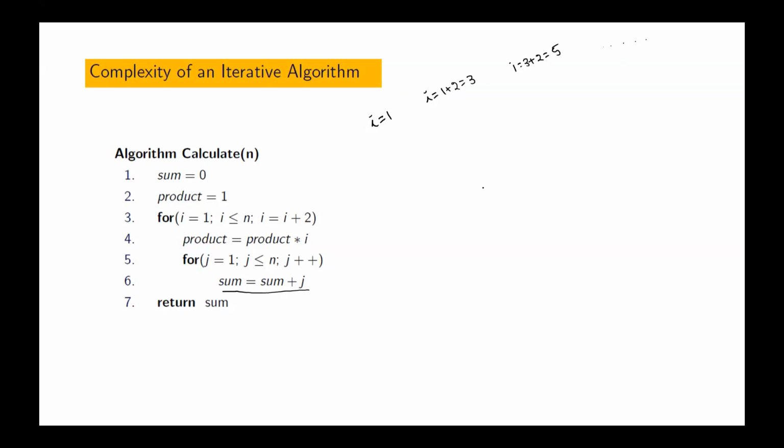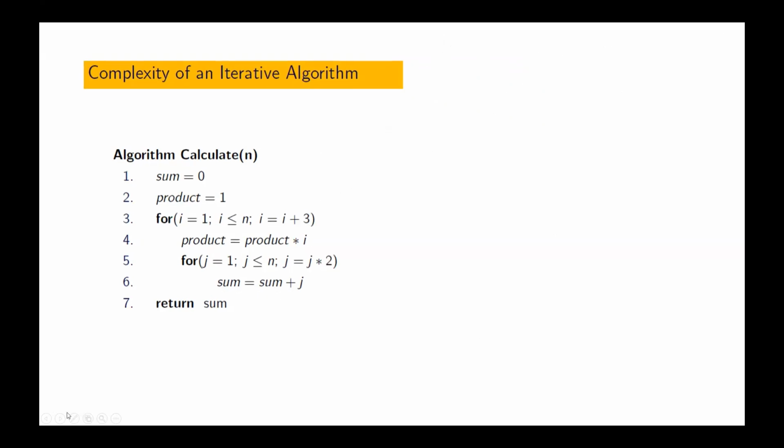Is that correct? For example, n equal to 7. How many times is this loop repeated? 4 times. When n equal to 8, 4 times.